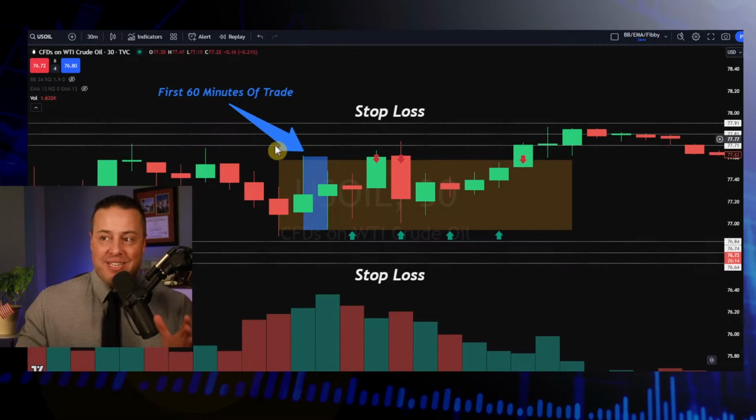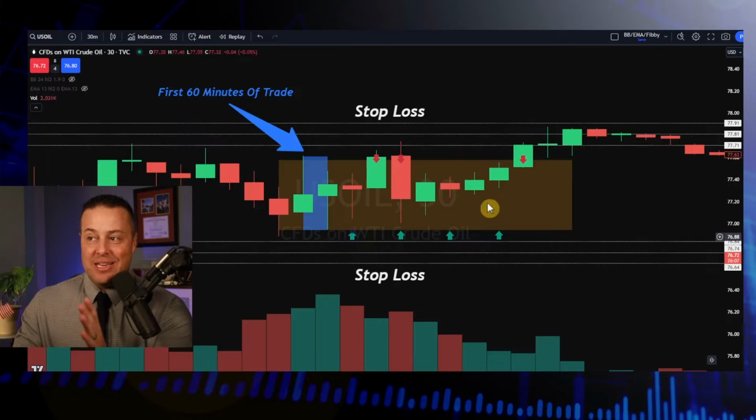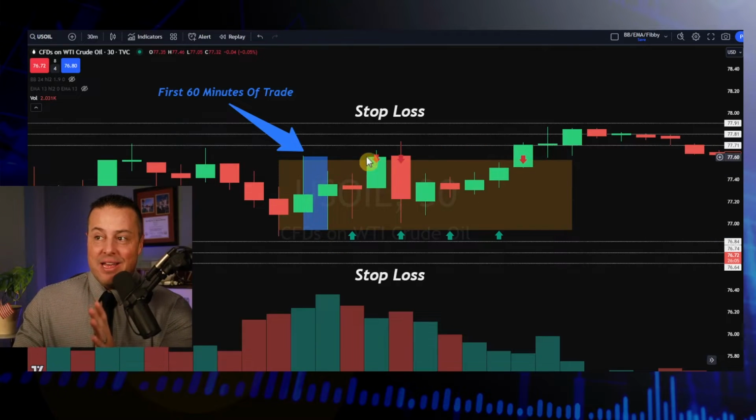We're going to look at that first 60 minutes of trade. Now, we're going to see the high there and the low here. That's going to give us our trading range for the rest of that U.S. session. The top of this high is going to be a signal to sell the market, and the bottom of this low right here is going to be a signal to buy the market.